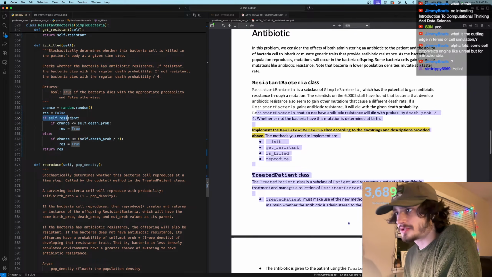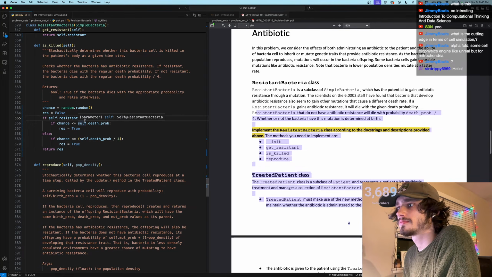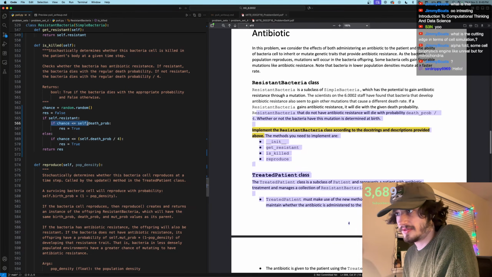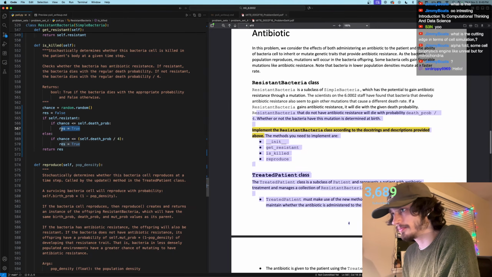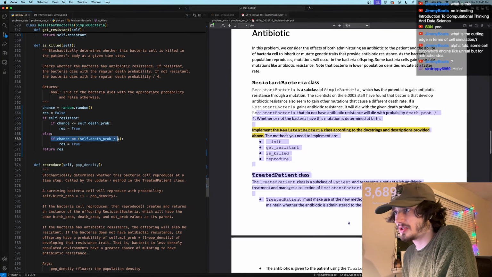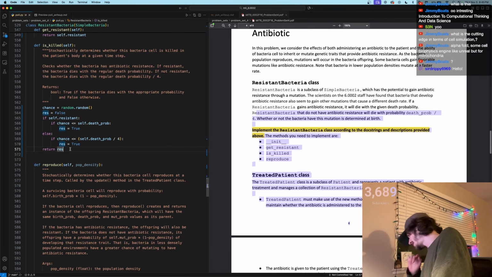So if there's resistance, and if the chance is less than or equal to the death probability, then we set res to true. Else, if there is a resistance and chance is within the death probability divided by 4, we'll set res to true. Return res.